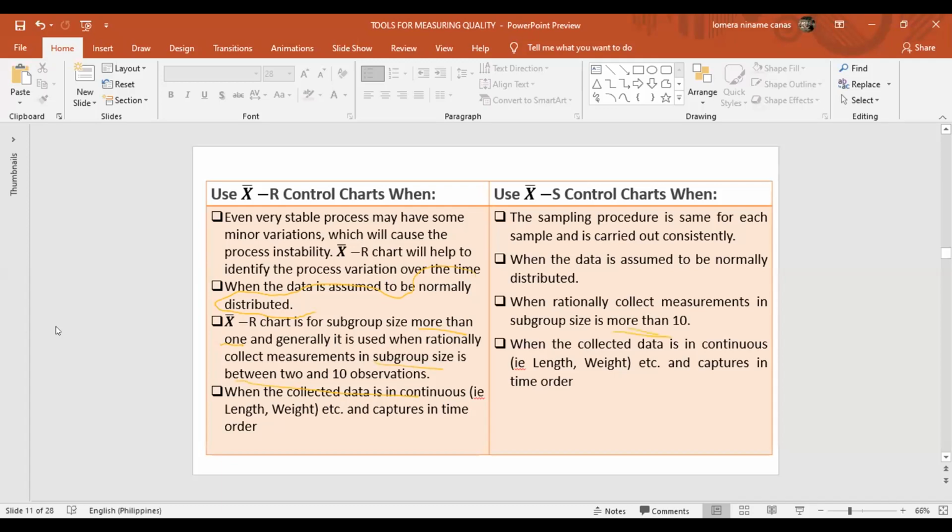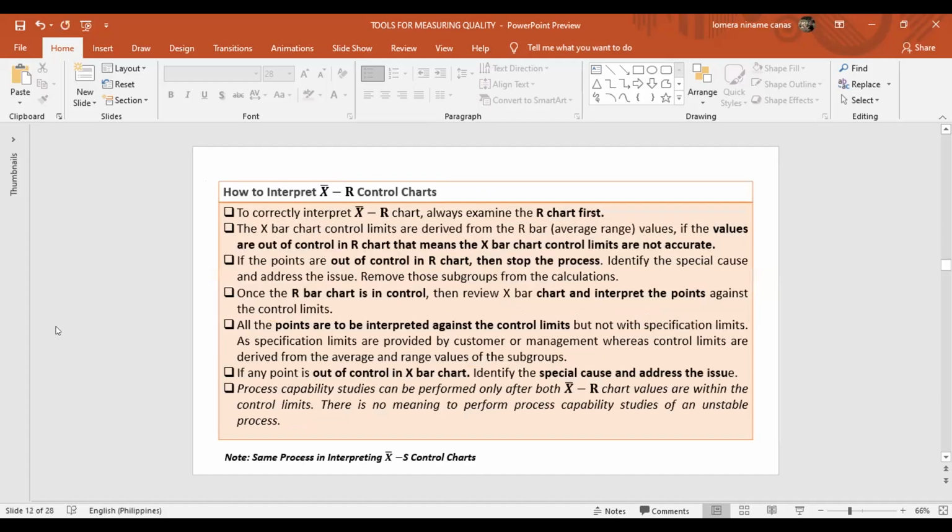Okay, so as what I've mentioned, the data collected should be continuous. Example, length, weight, temperature, and so on. So this is our guide when to use the X-bar R and the X-bar S control charts. After we know what chart to use, we will go to the creation of the chart. Okay.